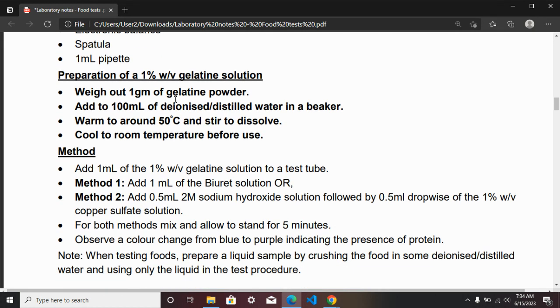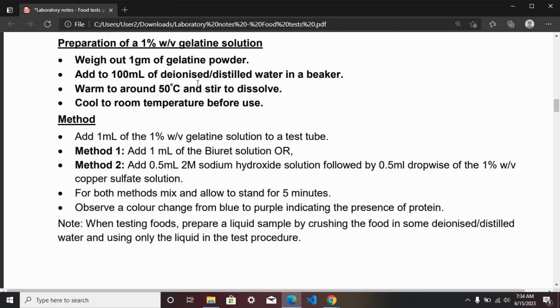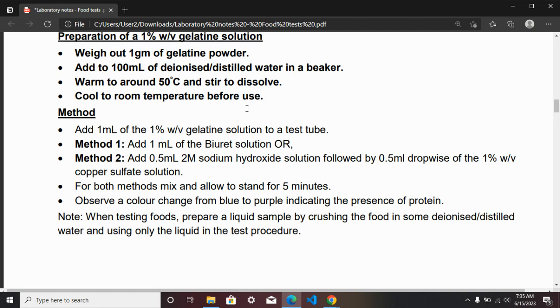So the preparation is a 1% weight over volume gelatin solution. Weigh out 1 gram of gelatin powder. Add 100 milliliters of distilled water in a beaker. Warm to around 50 degrees Celsius and stir to dissolve. Stirring is like mixing things up. Then cool to room temperature before use.